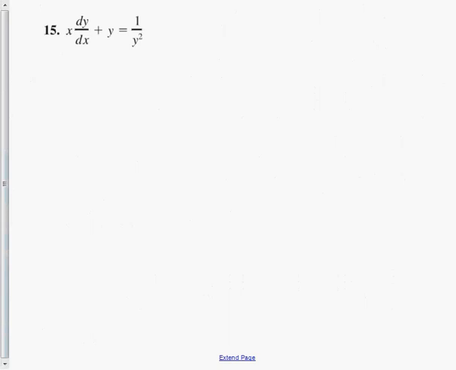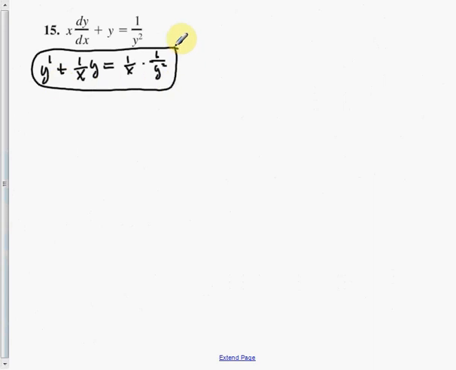This is number 15. So I'm going to first write it in the form. So here's the form here. Divide everything through by that x. I'm just going to write y prime plus 1 over x times y is equal to 1 over x times 1 over y squared. Right? So now this guy is in the form.